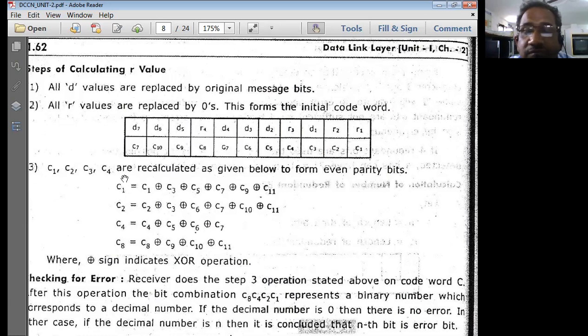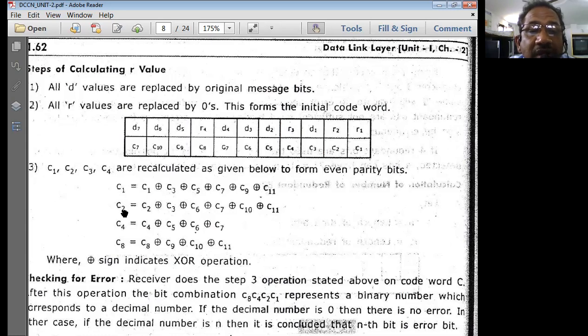Similarly, C2, C3, and C4. So what is the logic implemented here? Simply whatever logic we have just seen. C1, C3, C5 - this is redundant bit 1. So what is the code I just told you? 1248 code. So 1248 means what? We start from 1, we leave one bit and we write the next bit, C3. Because at these locations we are going to have the redundant bits in the transmitter. Therefore we apply XOR operation of all these bits to find out the redundant bit at the receiver.